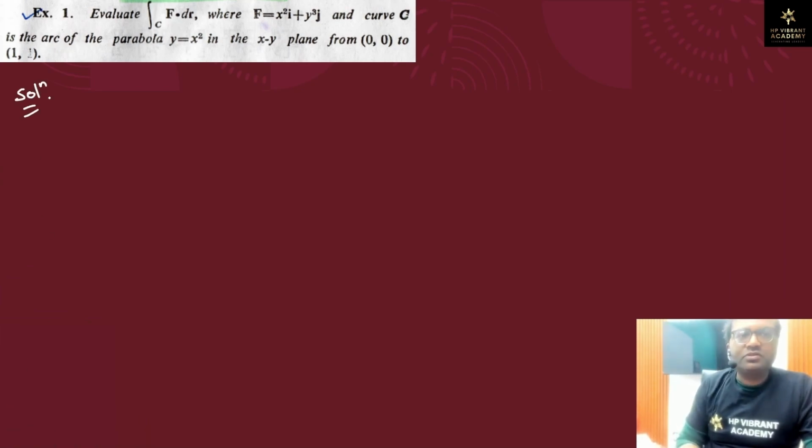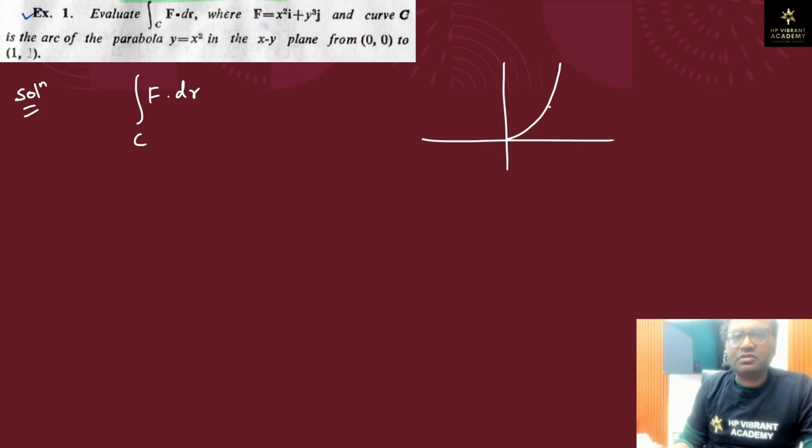Let us solve this. We have to evaluate the line integral, that is f dot dr, along the curve that is given as the arc of a parabola. We have the parabola y is equal to x square in the xy plane, and we have to evaluate the integral from 0 comma 0 to 1 comma 1. Along this particular curve we have to find the line integral. Let us take this as I.